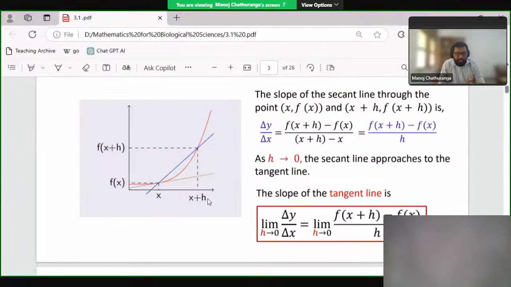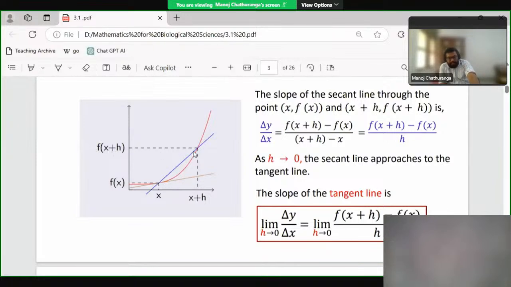If h is a positive number, then x plus h would be on the right-hand side. If h is a negative number, x plus h would be on the left-hand side. So we don't know the sign. h is a very small number. It can be positive or it can be negative. So we just take something really close to x. And the y value corresponding to this x coordinate is f of x plus h.